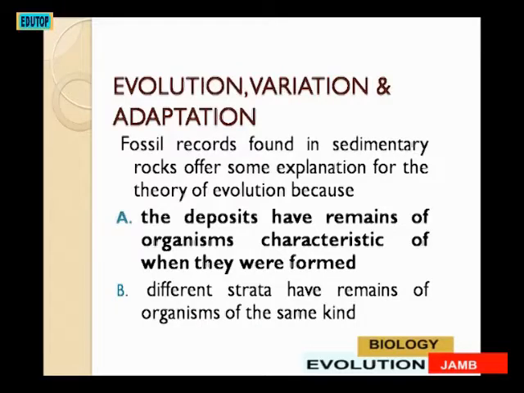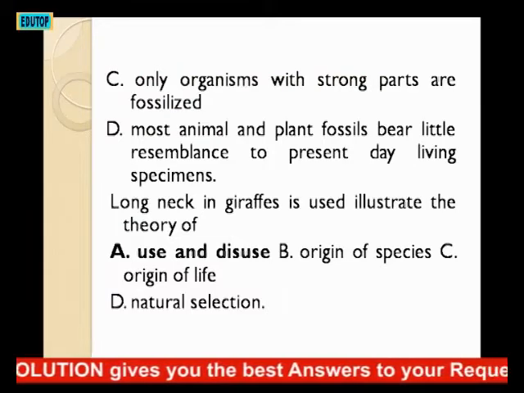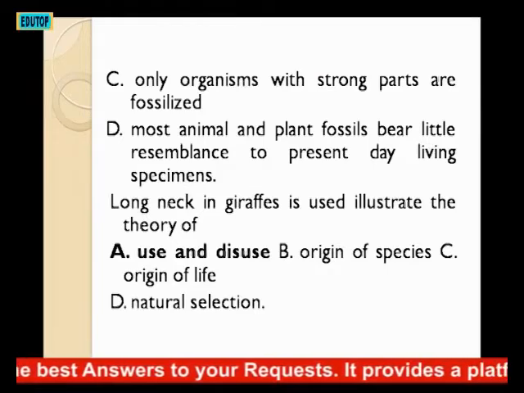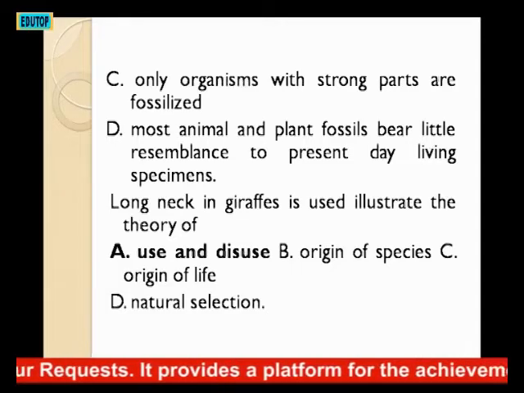And the first question we'll be looking at on that is fossil records found in sedimentary rock offer some explanation for the theory of evolution because A. The deposits have remains of organisms characteristic of when they were formed. B. Different strata have remains of organisms of the same kind. C. Only organisms with strong parts are fossilized. And D. Most animal and plant fossils bear little resemblance to present-day living specimens.